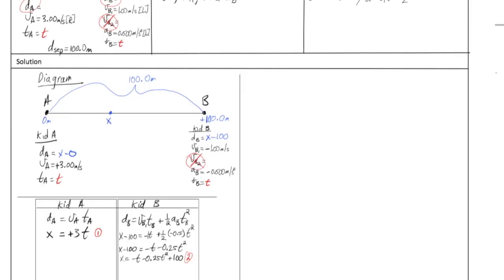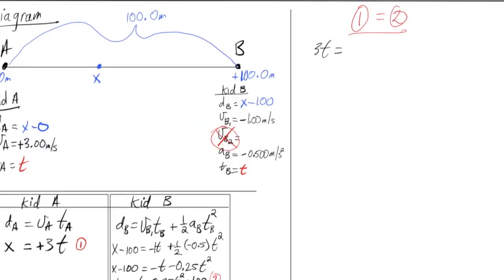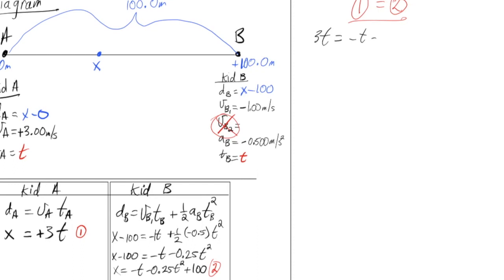So I'm going to go over where I have some real estate. So I'm going to do equation 1 equals equation 2. So 3t is equal to negative t minus 0.25 t squared plus 100. Okay, so now, do you see where we're going with this question? We have 2 t terms, a t squared term, and a non-t term. Still don't see it? I'm going to bring everything to the left-hand side. And you're thinking, what? Why are you going to do that? Well, you'll see. I don't like that negative sign. So I'm going to bring it to the left-hand side. Yep, that's what I'm going to do.